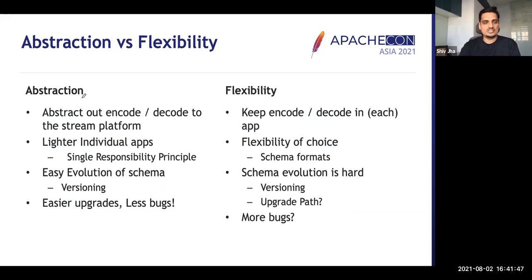We talked about that abstraction of keeping the schema encoding and decoding logic in the apps, or you can put it in the producer consumer library, or you can put it on the server side, which is Kafka or Pulsar brokers or schema registry. With the abstracted model, you have lighter apps, and you can concentrate on whatever you're doing inside the app, following single responsibility principle. Evolution is easy because versioning is supported out of the box with the schema constructs that Kafka and Pulsar provide.